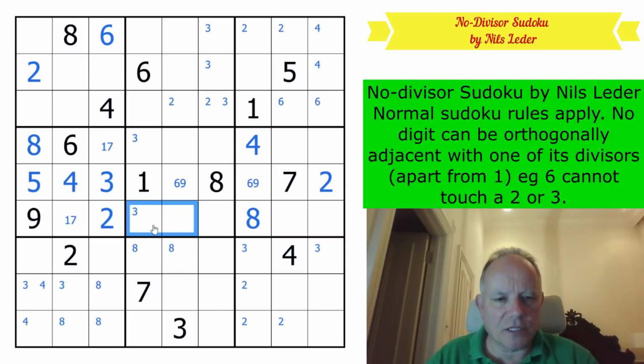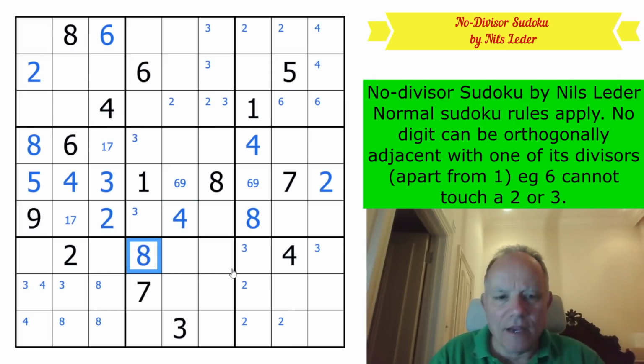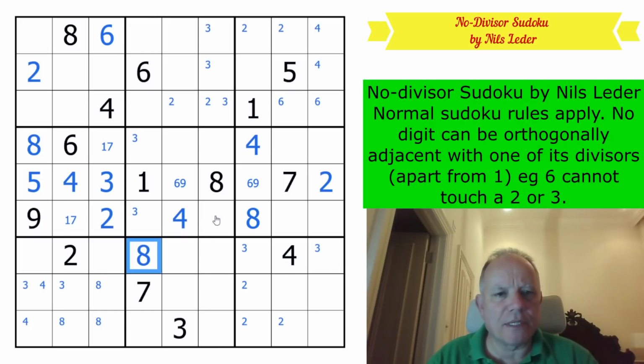Now, one of these two, no, that is 4, because it can't be next to 2 and it can't be next to 8. That doesn't affect the, that can't be 8 now. Wow, I mean, the pencil marking is absolutely vital, and yet it's quite hard to use it properly.